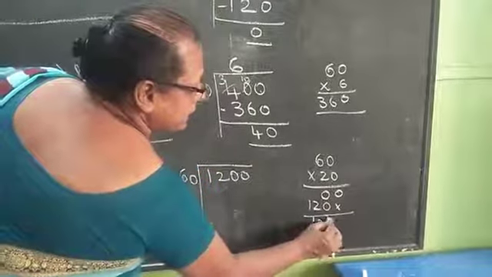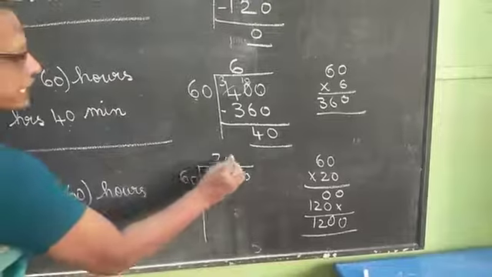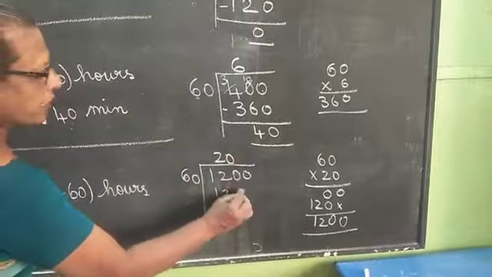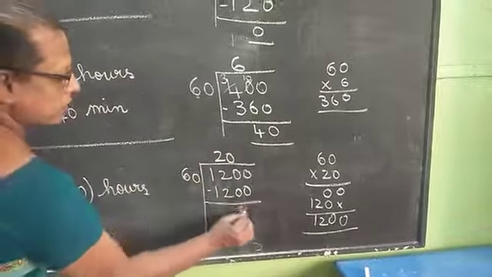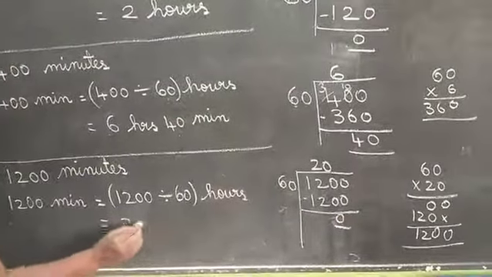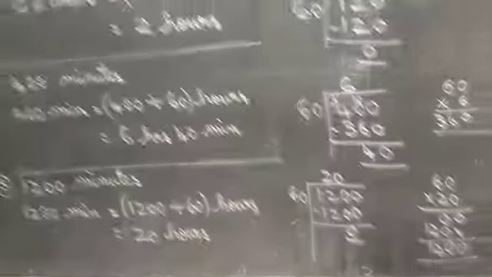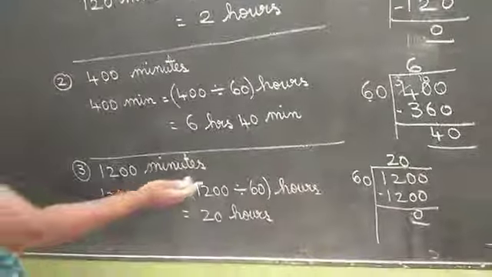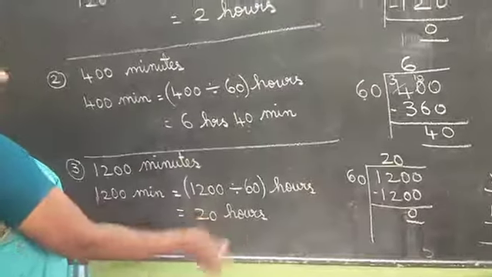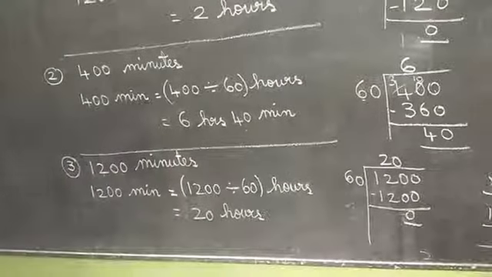So what answer? So 60 twenties are 1200. So what's the answer, children? 20 hours. What's the answer? 20 hours. Understood, children? If you divide like this only, you can find out. Otherwise, it's very easy only. You can do it directly also.